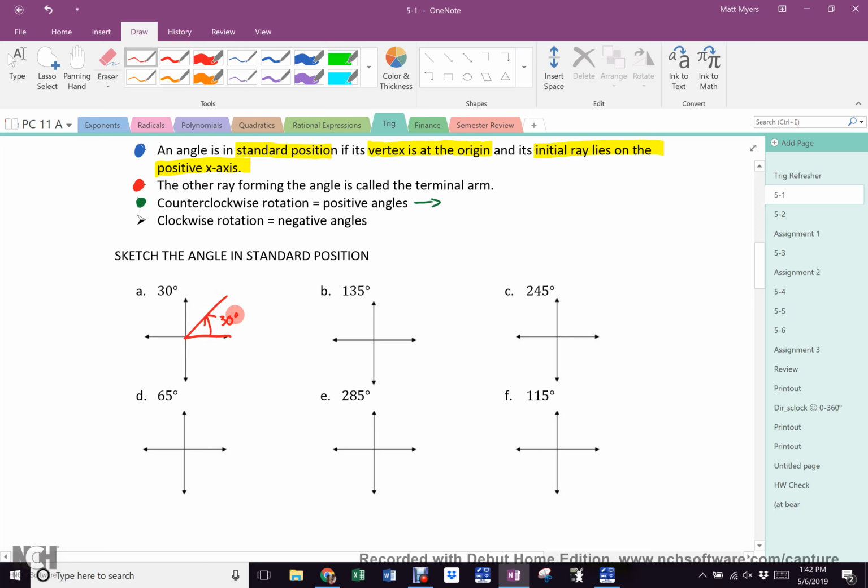Everybody good? Yep. Okay, I'm going to make a change here and make F negative. Draw those 5. You may work with your neighbor. Go.